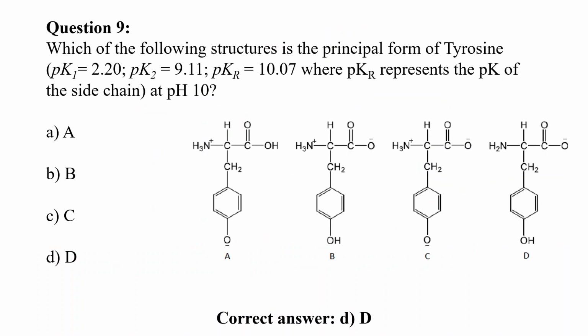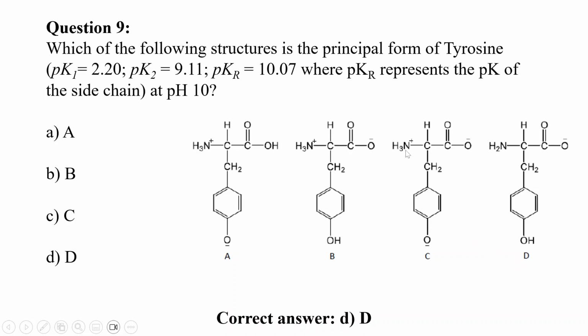So here we have the carboxylic group as deprotonated because the pH has crossed the pK value. The pH has crossed the pK value of the amino group also, that's why it also got deprotonated. But the pH has not crossed the pK value of the R group, and thus the R group is protonated here. So the R group has not released the proton yet. The carboxylic group has released the proton, the amino group has released the proton. So the correct structure at pH 10 for this tyrosine would be structure D.